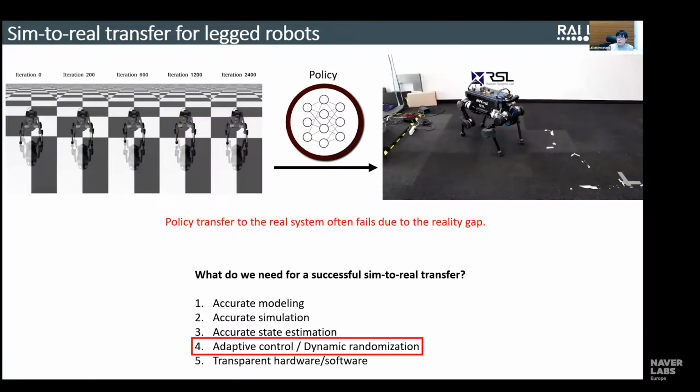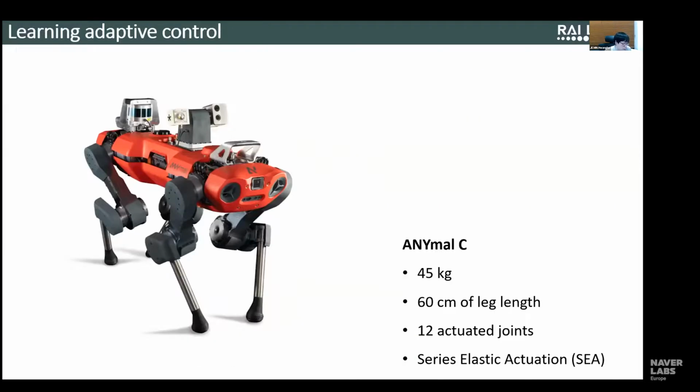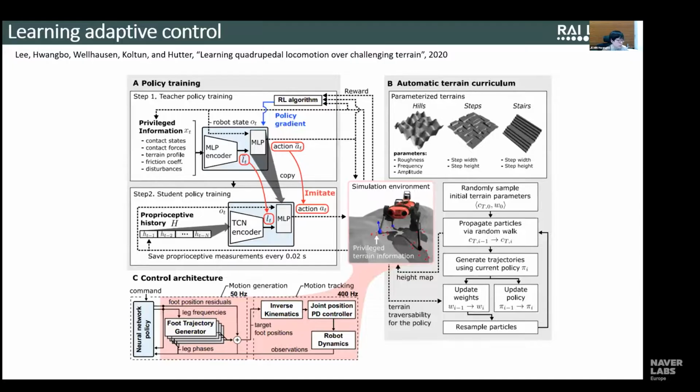Then the next part is adaptive control and dynamics randomization. I think these are two factors that make the policy more robust against unseen scenarios. In this part, I'm going to focus more on the adaptive control, less on the dynamics randomization. For this work, we use another robot. Here you see a variety of very different robots of different sizes and weights, and you can see that reinforcement learning works well on all these systems.